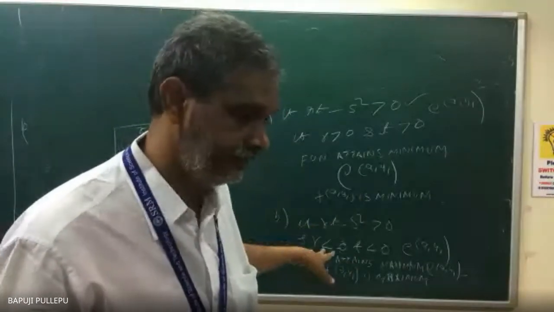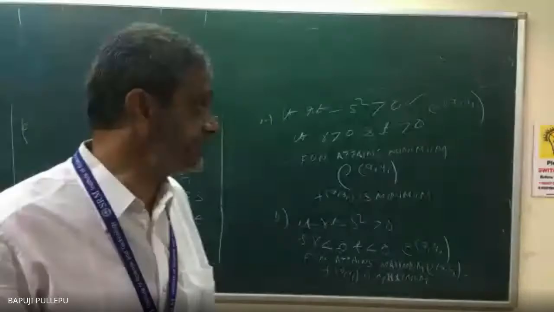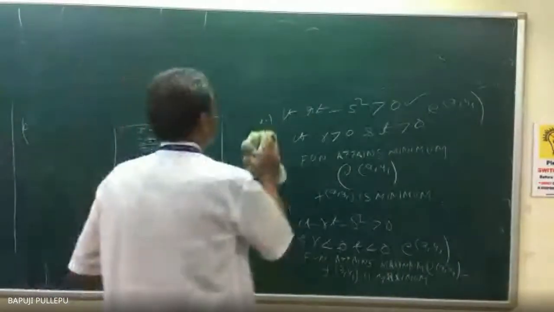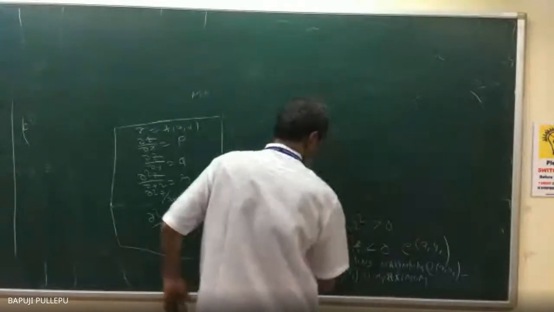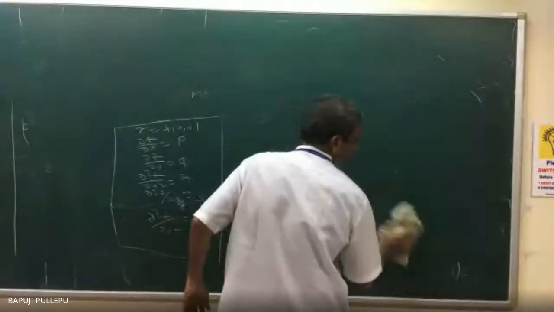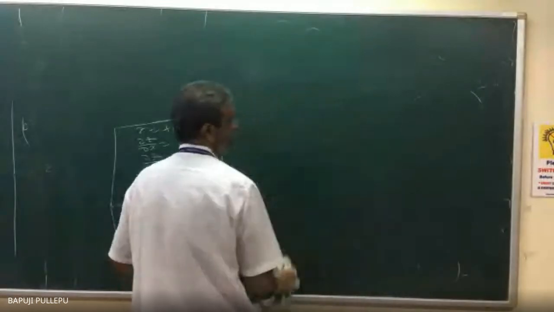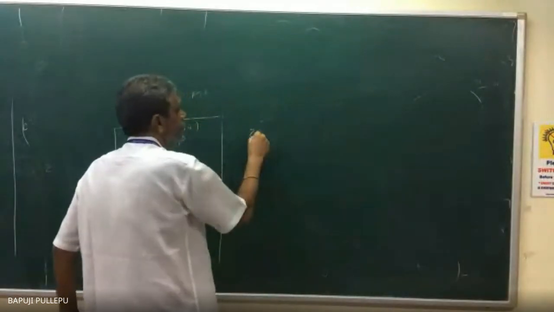Yes, sir. Any doubt? Now, next case. If RT minus S square is greater than 0, you can test R is greater than 0 and T is greater than 0, or R is less than 0 and T is less than 0. Second case.